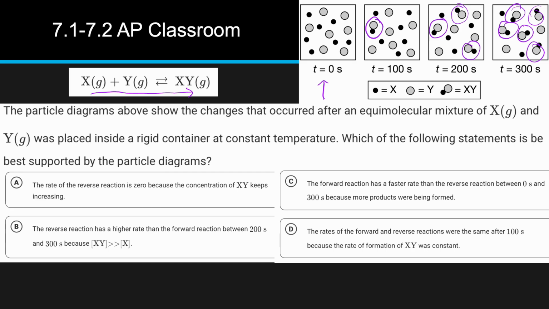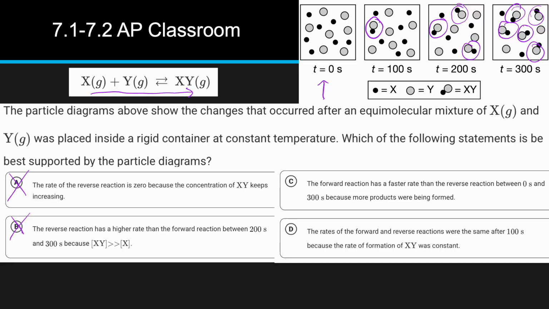So starting with option A, it says the rate of the reverse reaction is 0 because the concentration of XY keeps increasing. So when we have a reversible reaction, we have to have a rate of the forward and a rate of the reverse. If one of those is 0, then it's no longer a reversible reaction. So that would not be an answer choice. Then B says the reverse reaction is a higher rate, which we just proved was wrong. The forward reaction is a higher rate, so B is incorrect.